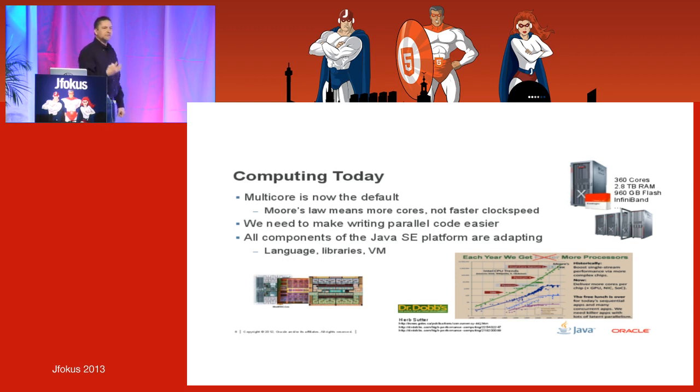And so if we're going to take advantage of these things, we have to figure out how to write code which works well in parallel. And that's not an easy thing to do. So from the point of view of Java, what we're doing is adapting all of the different parts of the platform to help you as developers take advantage of parallel programming, multiple cores, and multiple processors. So we're changing the language, we're changing the libraries, and we're changing parts of the virtual machine to give us all of this advantage.